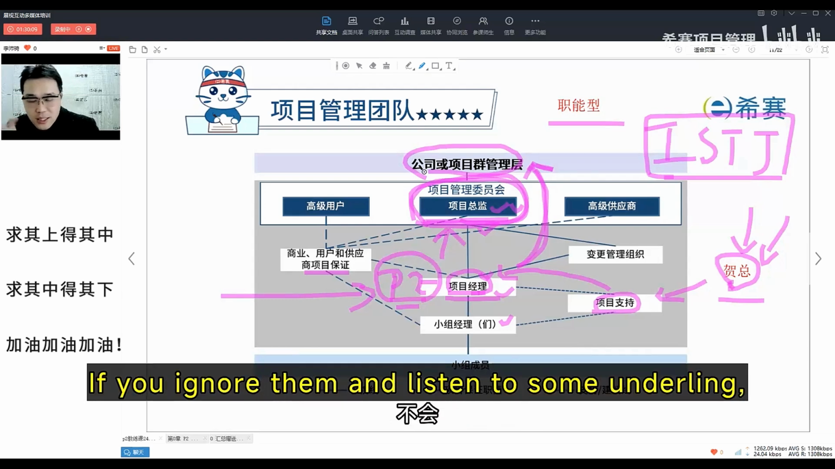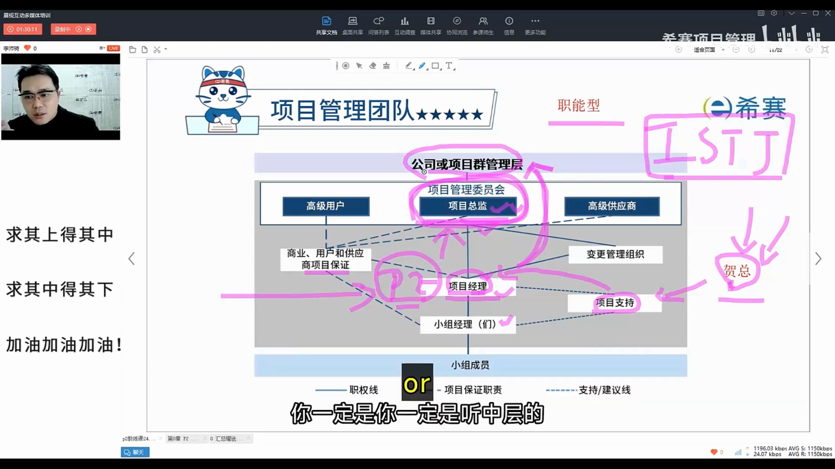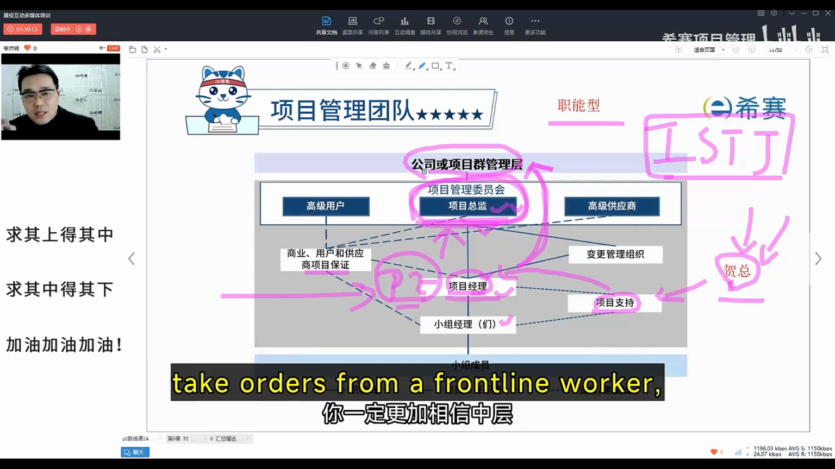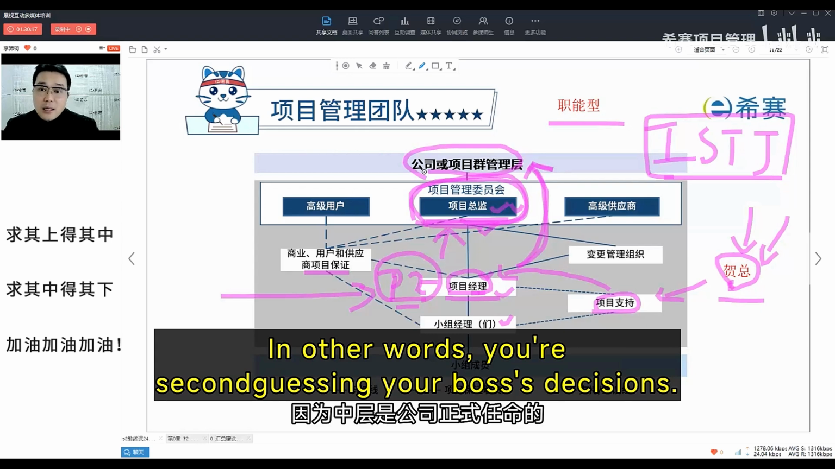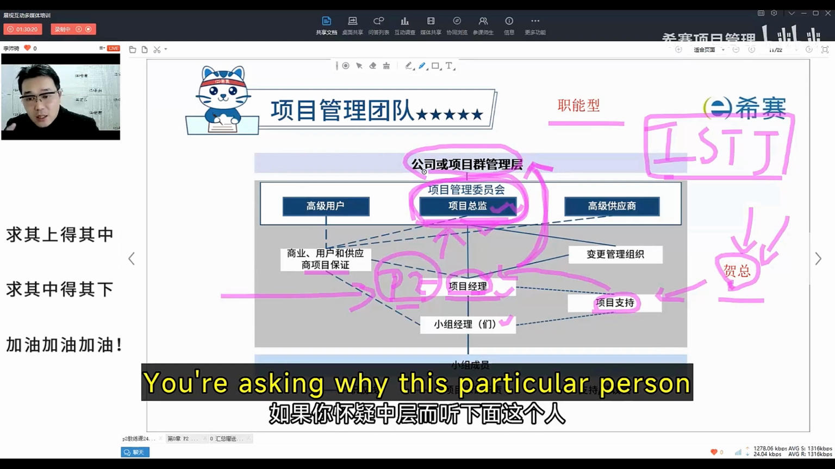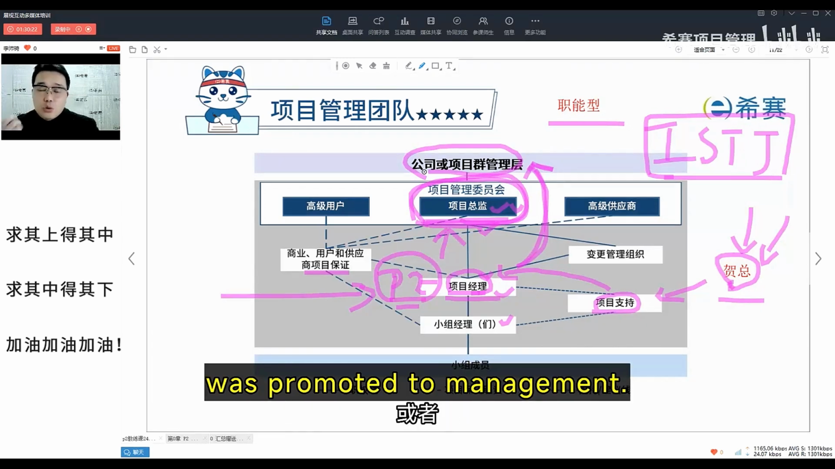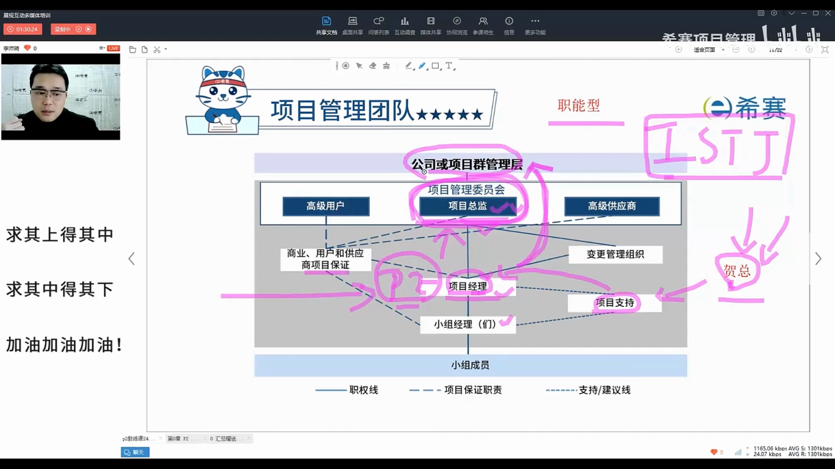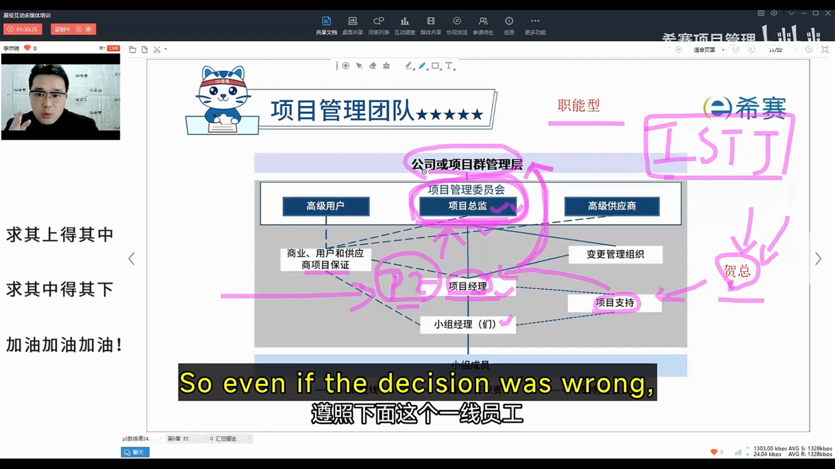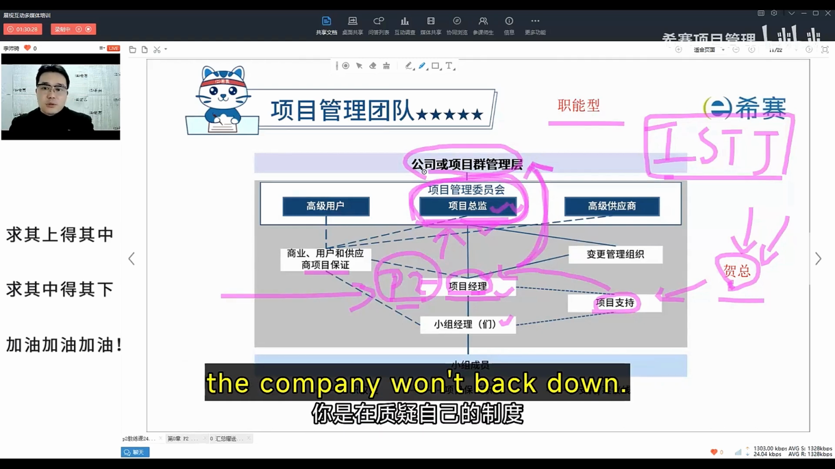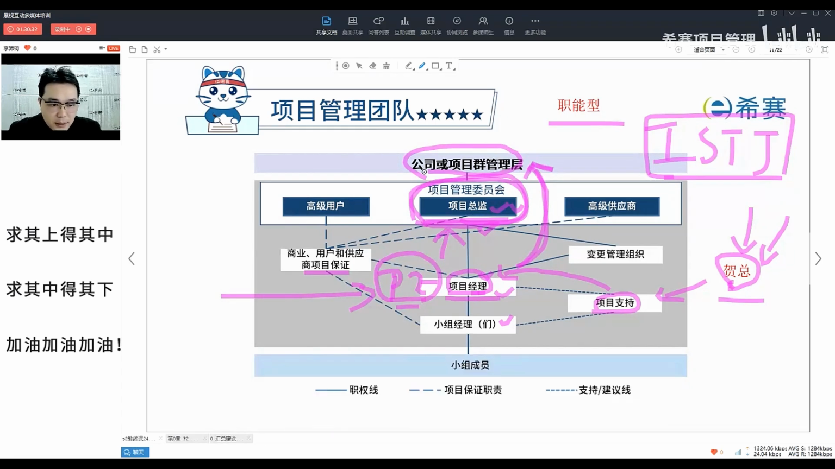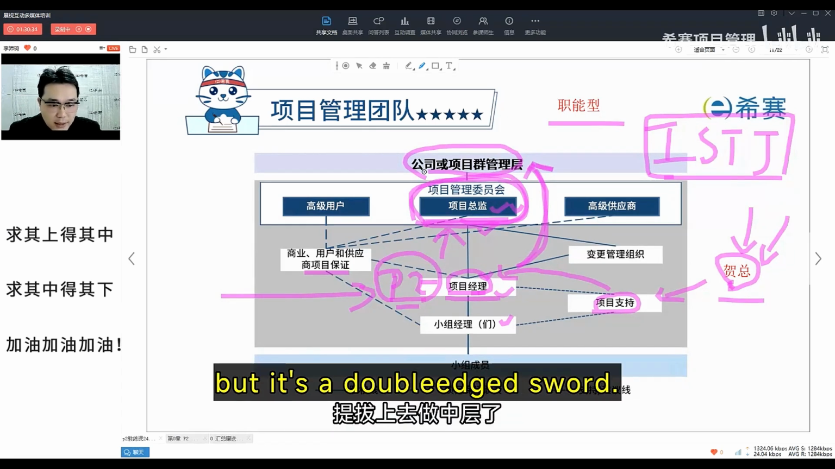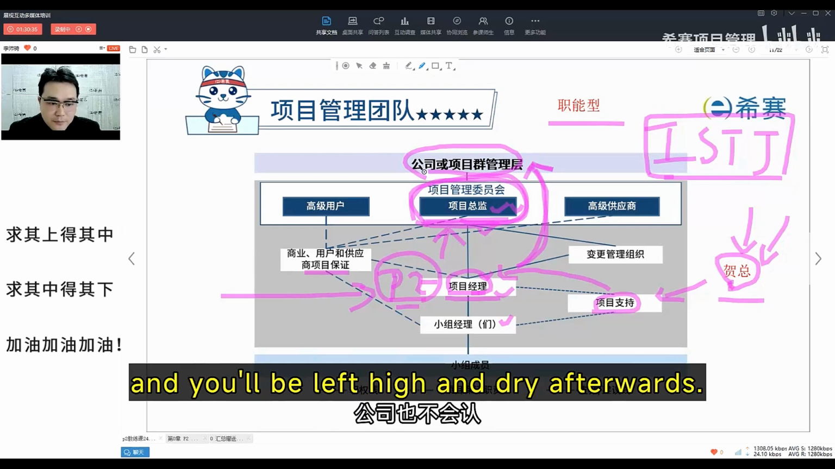If you ignore them and listen to some underling, take orders from a frontline worker, you're essentially challenging the company's structure. In other words, you're second-guessing your boss's decisions. You're asking why this particular person was promoted to management. So even if the decision was wrong, the company won't back down. They'll never side with a subordinate. Sure, there's a chance, but it's a double-edged sword. You'll likely ruffle some feathers, and you'll be left high and dry afterwards.